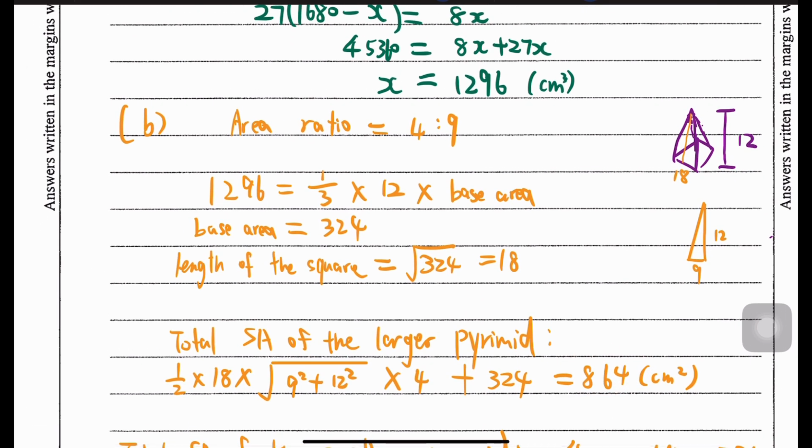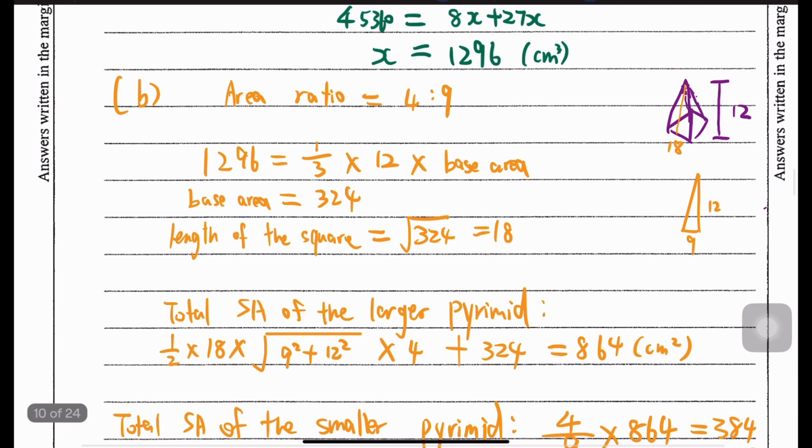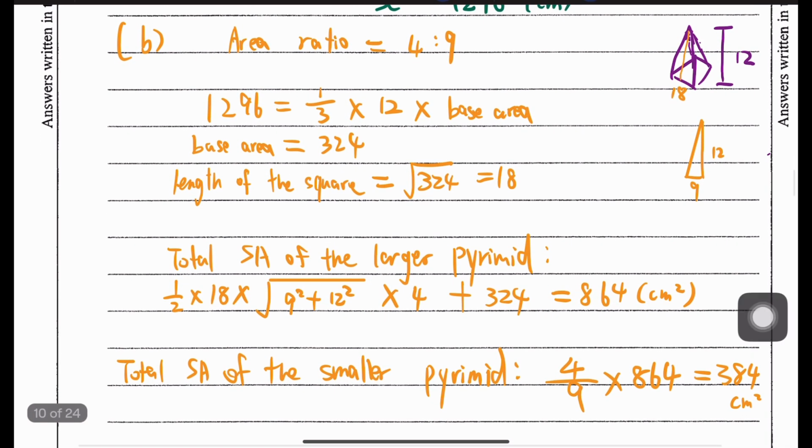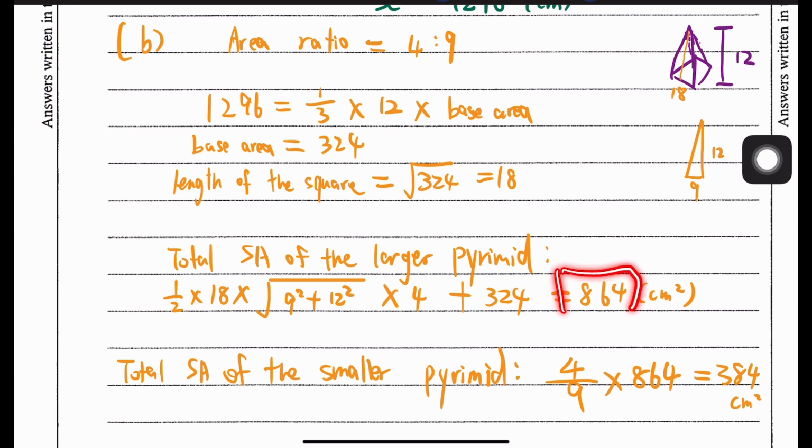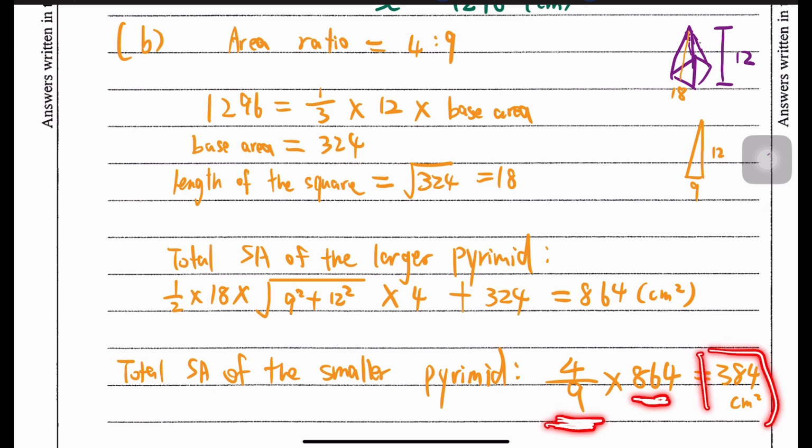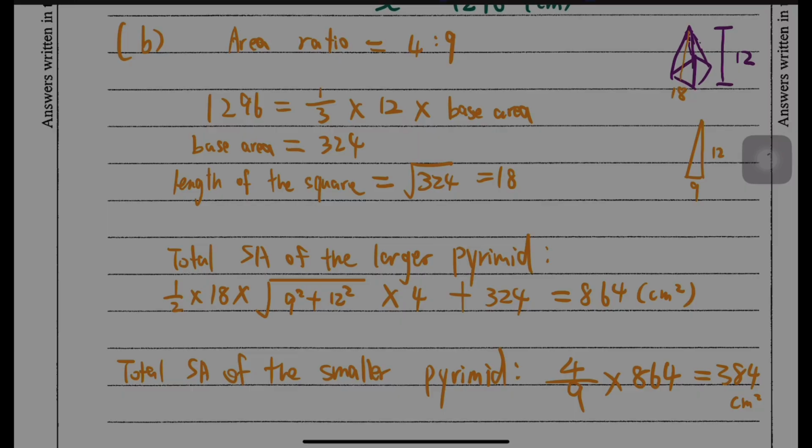Keep in mind that this one is just finding the largest pyramid, okay? What you need to find is the smaller one. So given the area ratio in the question, we now find it through the ratio. The largest one is this one. The smaller one should be 4 over 9. So we times the ratio, and you will directly have the surface area of the smaller pyramid.